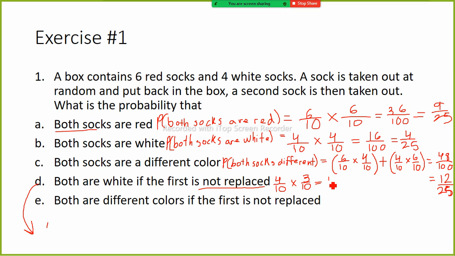12 over 100. And simplified, we have 3 over 25. 3 over 25. Very good. Both colors are different if the first one is not replaced.